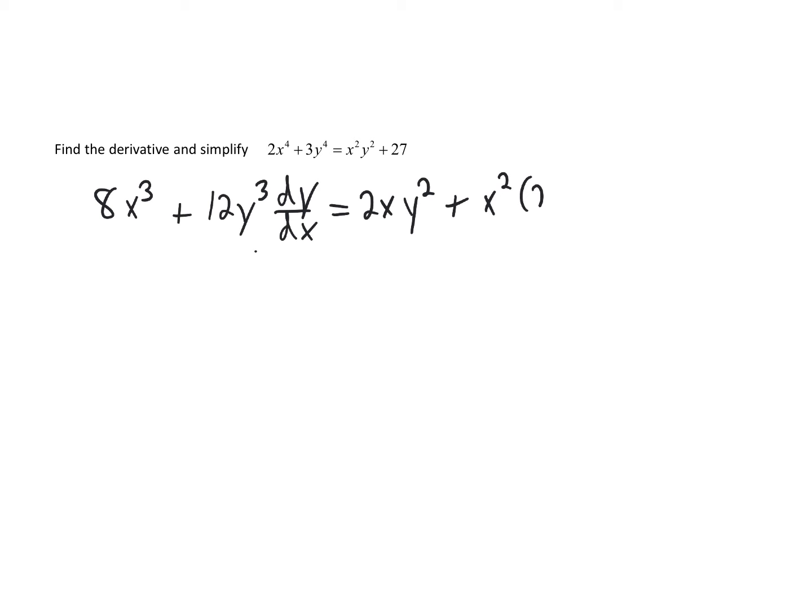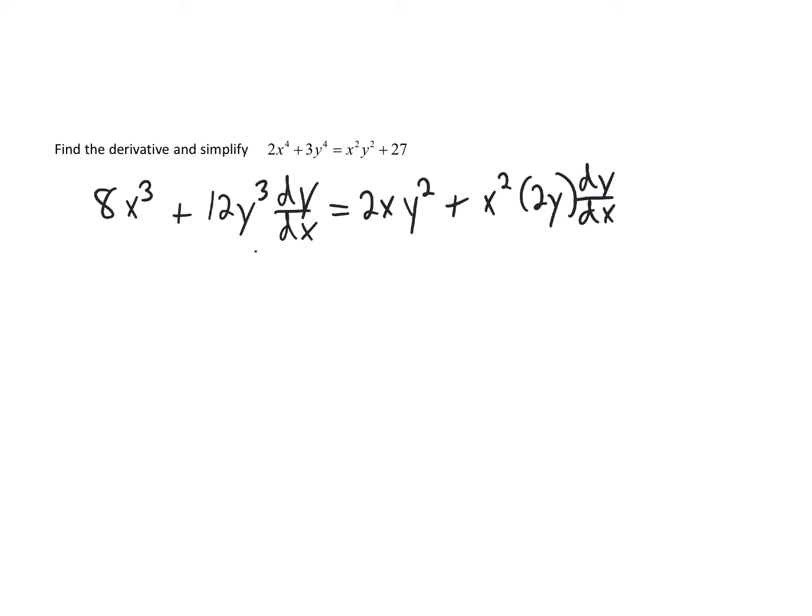Now this third example is what we call implicit differentiation. So we can take the derivative of the 2x fourth as normal, 8x cubed. The derivative of 3y to the fourth would be 12y cubed, but it was a function of y, so we multiply it by dy dx. When we go to take the derivative of the right-hand side, we have a product. X squared times y squared is a product, so we need to use the product rule. We take the derivative of the first, rewrite the second, plus the first, derivative of the second, but the second had a y in it, so it's dy dx. And then the derivative of 27 is 0, we don't have to write it.